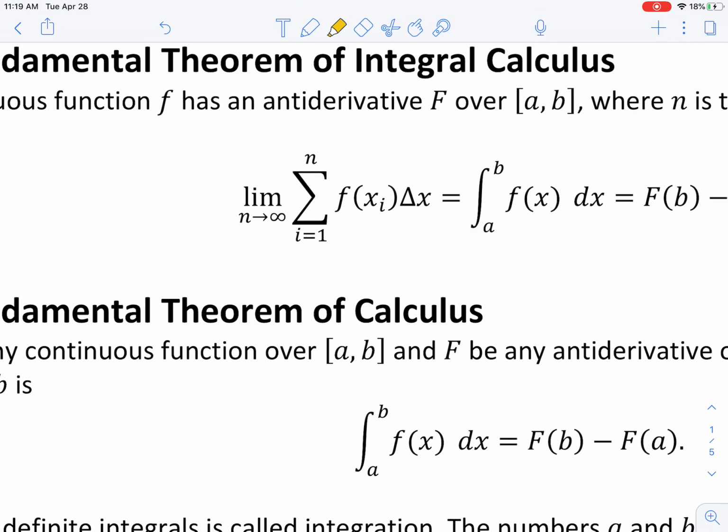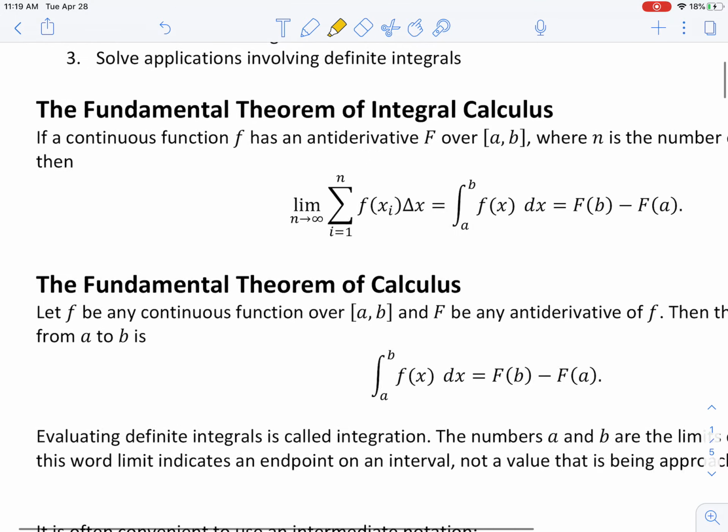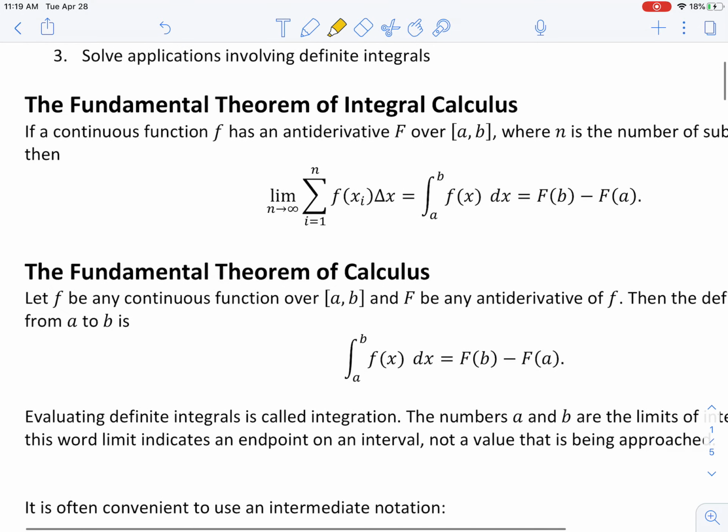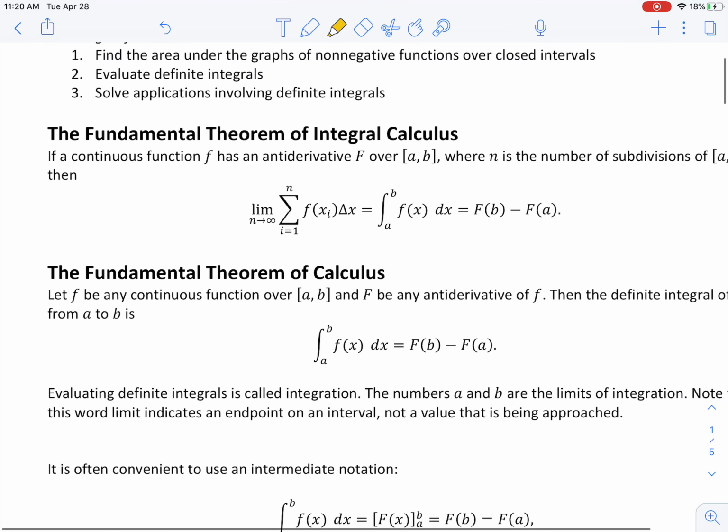We're taking that Riemann sum and we're taking the limit, we're going to make n all the way up to infinity. So we're making infinitely many rectangles and adding those areas together. That is going to be the area under the curve. And that is the same thing as this notation that we're going to do.